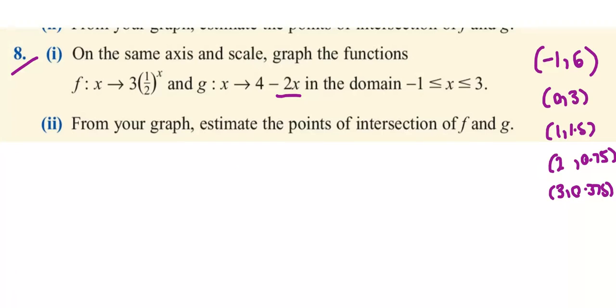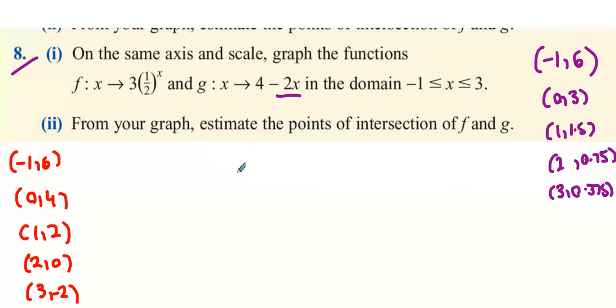Okay, so we'll write it over here. We got -1, 6, which seems to be an intersection point. We got 0, 4. We got 1, 2. We got 3, -2. Oh, sorry, 1, 2, 2, 0, and 3, -2.